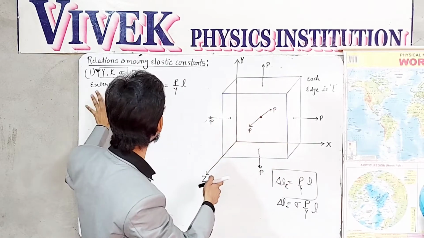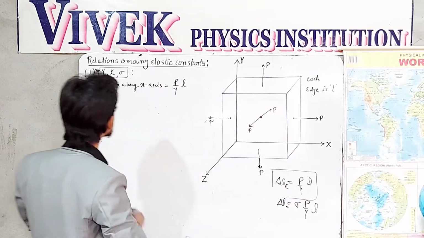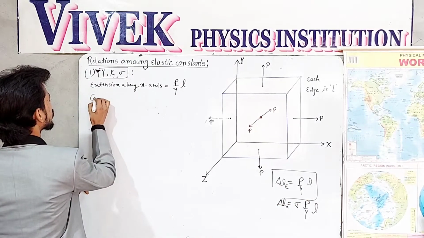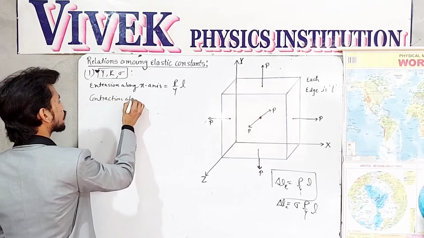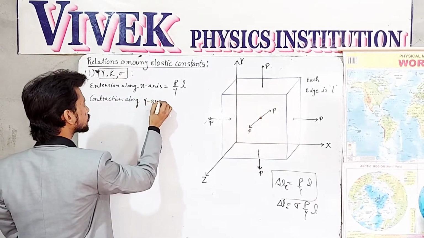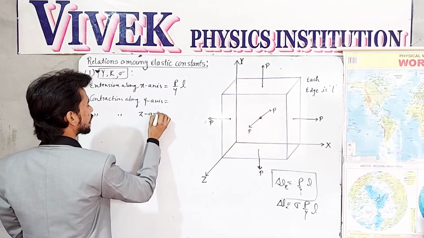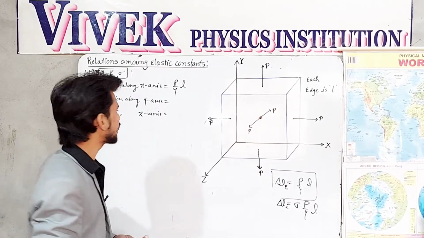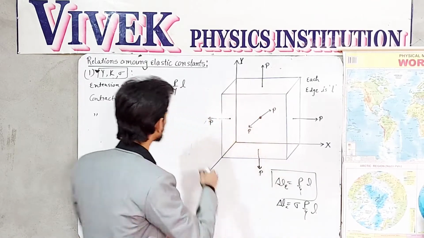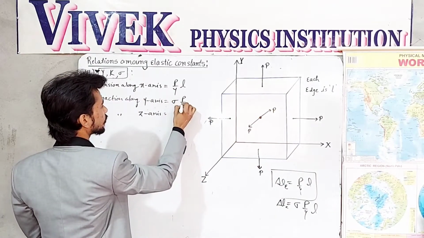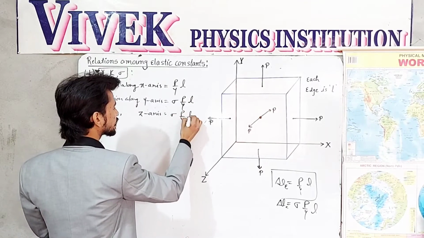So there is an extension along the x-axis which is according to this formula, and there is also compression or contraction along the y-axis as well as the z-axis, and each contraction along the y and z-axis can be shown by this formula. This is sigma times P over Y times L. The same contraction will be along the z-axis.